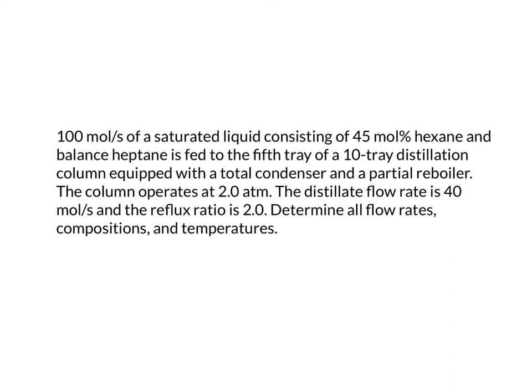When we're talking about 10 trays, a reboiler, and a condenser, that's a lot of variables. It's inconvenient to use the brute force method like we did with the three-stage column. So we're going to have to use another method, the Lewis method, which is a stage-by-stage calculation.